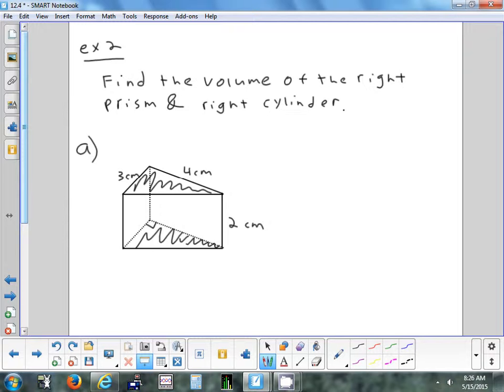All right, so it says find the volume. Okay, let's start with our formula. What's the formula for volume of any prism? Katrina? What about the base? The area. Area of the base, good. Times the height. Okay, so the shape of my base here is a triangle. Okay, shape of my base is a triangle. What's the formula for the area of a triangle?